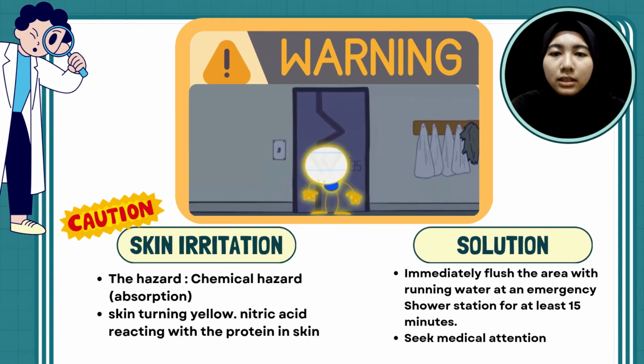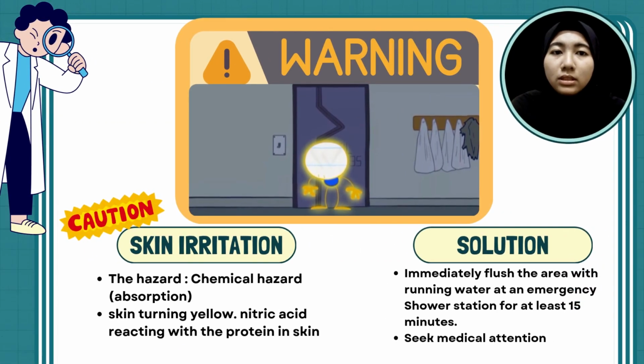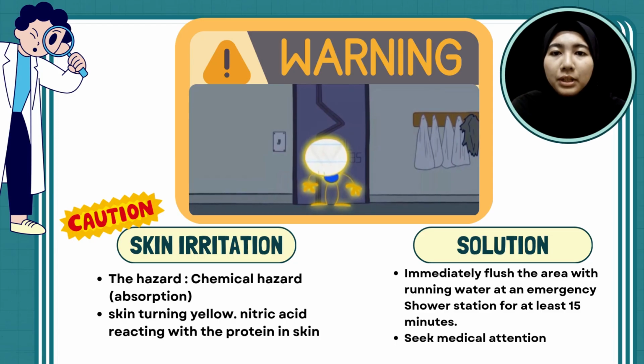Why is his skin turning yellow? This is because the skin comes into contact with nitric acid, which is a highly corrosive chemical. This is a chemical hazard. So what is a chemical hazard?